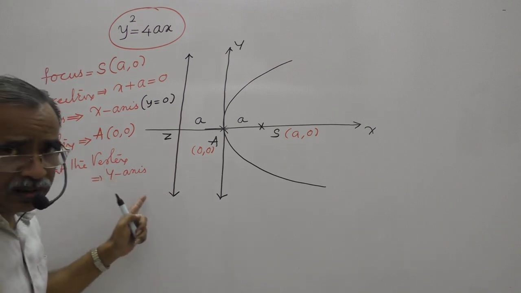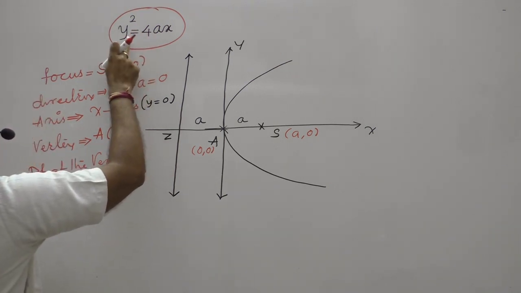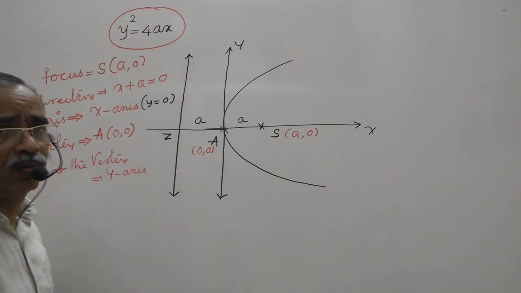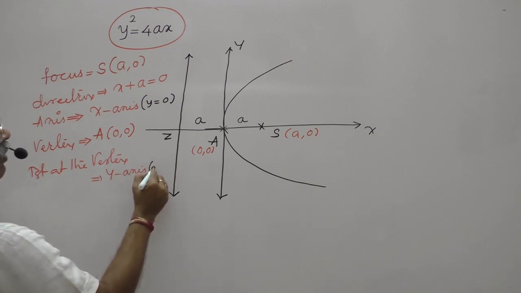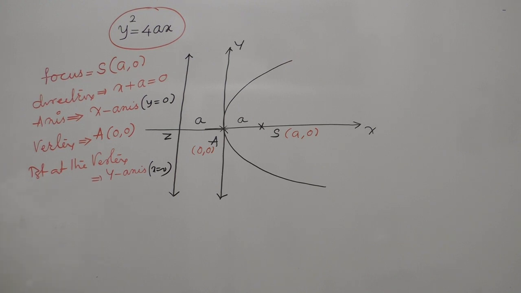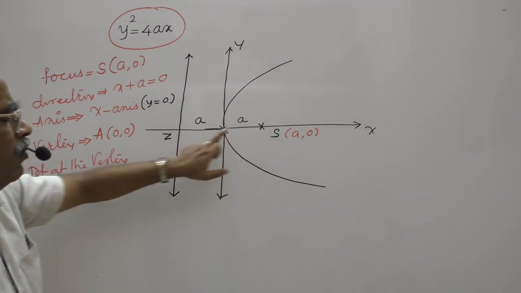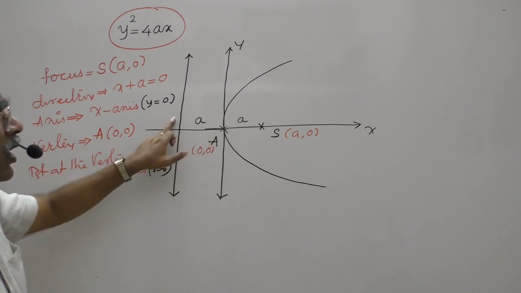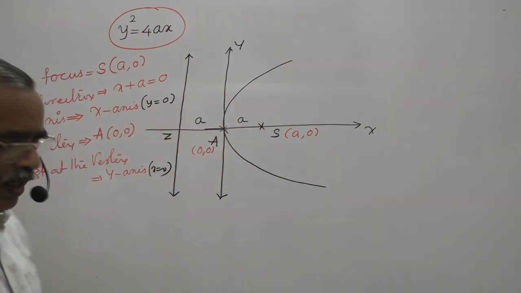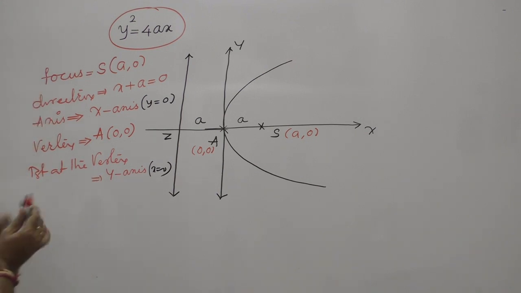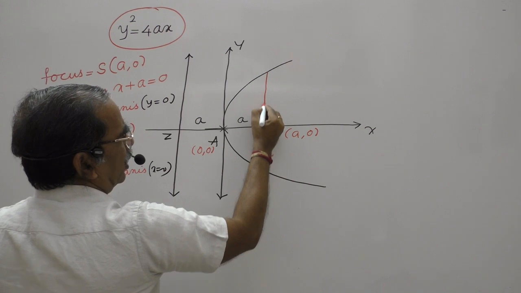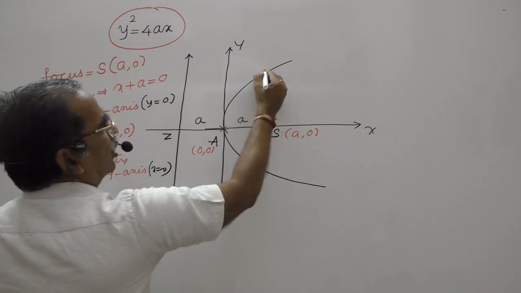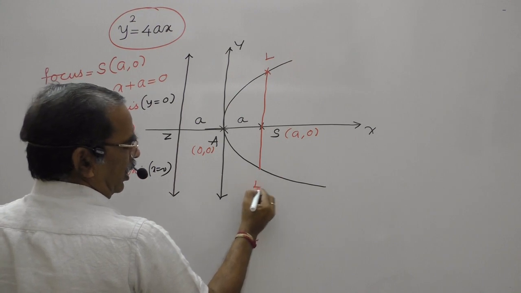We are discussing all these for which parabola? For the parabola y square equal to 4ax. This is important. The y-axis means its equation is x equal to 0. Okay. This is what? Focus, vertex, directrix, tangent at the vertex, and this is the axis. For this parabola, what is the latus rectum? Listen carefully. The latus rectum is what? The focal chord perpendicular to the axis. This is the latus rectum, generally denoted by L dash.